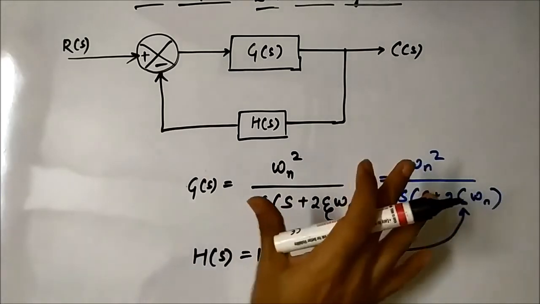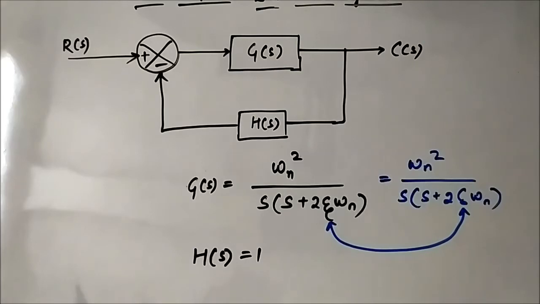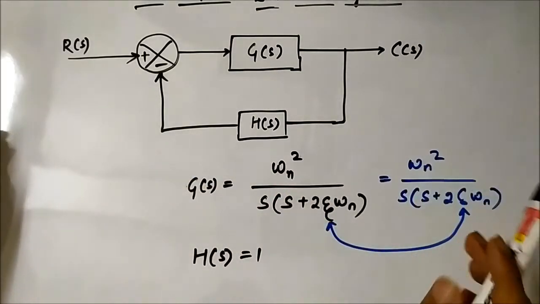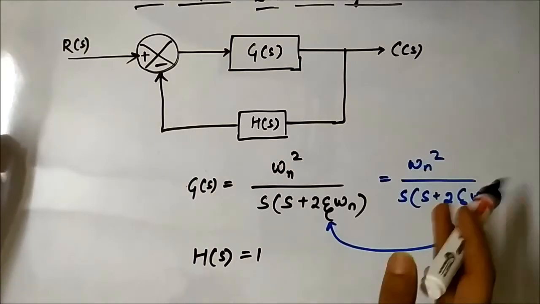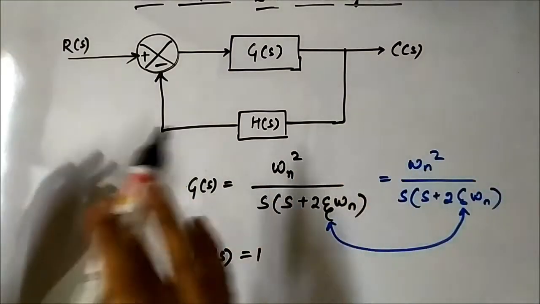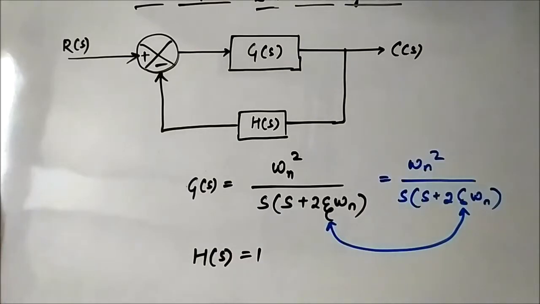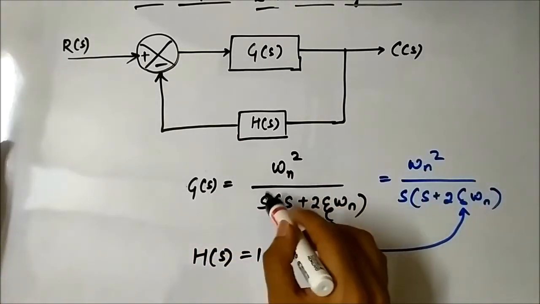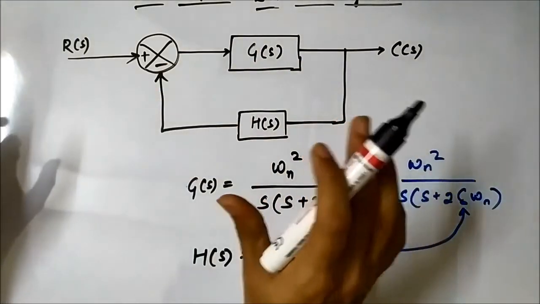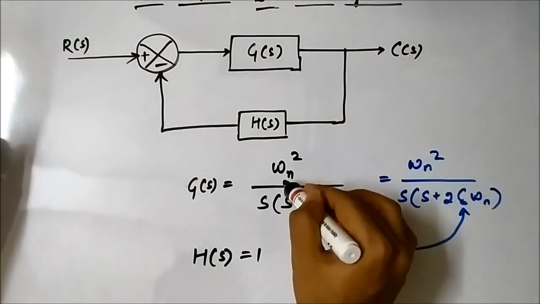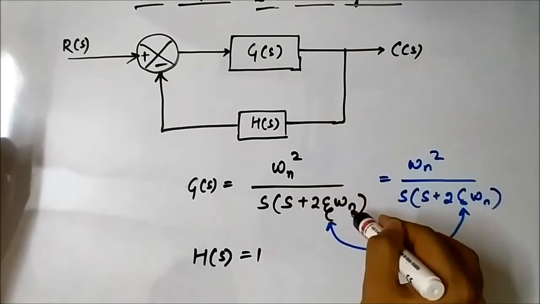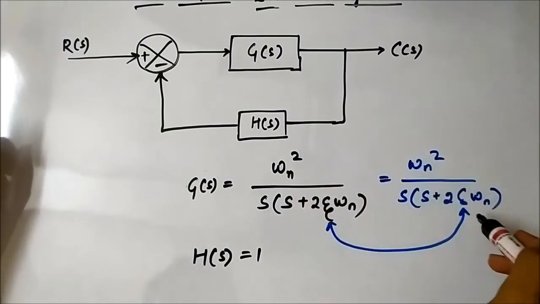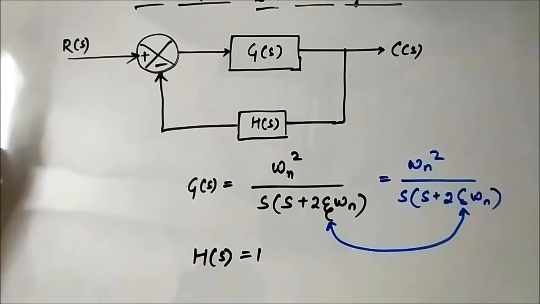So always remember these two important things, which are generally used for the analysis of the time response or output response of a second order control system. The forward path transfer function, the forward path gain in the S domain, is omega n square by S into S plus 2 zeta omega n, or 2 delta omega n. The symbols may vary, but they mean the same thing.